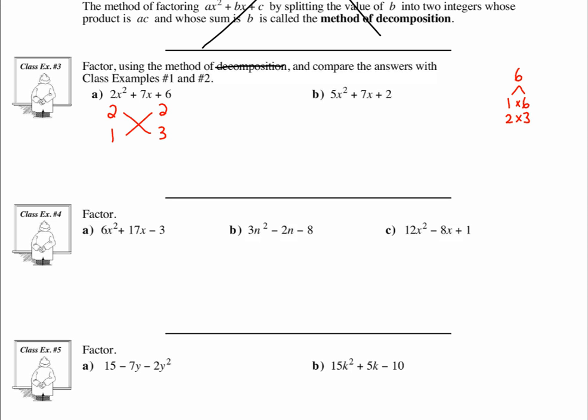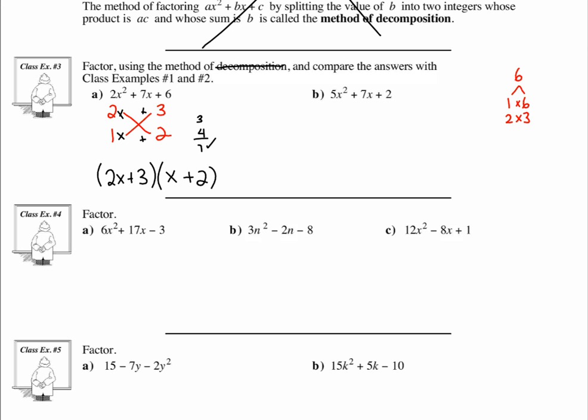2 times 3, 6. 1 times 2. Does that add to 7? No. So should we try switching them? Instead, let's put 3 on top and 2 on the bottom. Does that work? 2 times 2? 4. 1 times 3? 3. That will equal 7. Yay! Okay, what am I missing? The x's and the signs. So it turns into 2x plus 3 times x plus 2.